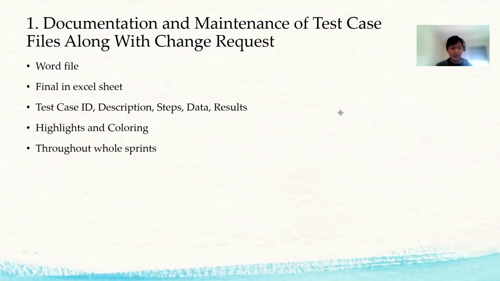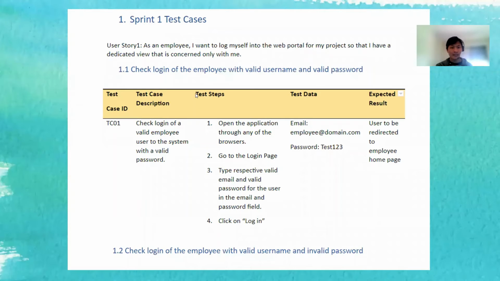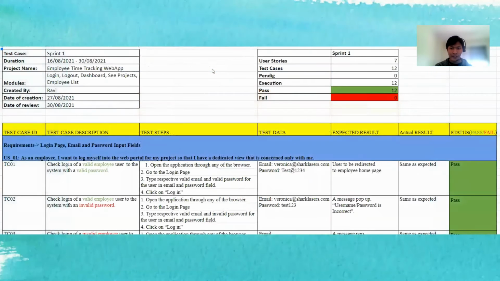In the Excel sheet, I have written the test case ID. I described them. I have written the test steps, data and results as well. I have also done the highlighting and coloring for a beautiful appearance, and I have been doing this throughout the whole sprint. This is the screenshots of the old file. Then eventually we changed it to the Excel sheets, and all the test cases have been maintained here.